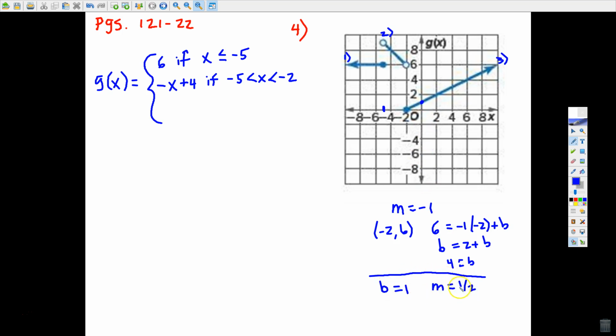Well, that makes it nice. If you know what the slope is and you know what the y-intercept is, then it's easy enough to write the equation g of x equals 1/2 x plus 1. But in this case, it's only for certain values of x. Again, we're going to restrict the domain. And it looks like it's only for those values for x that are -2 and bigger. Or using inequalities, we would say x is greater than or equal to -2. Okay? And so that takes care of problem number 4. So let's move on.